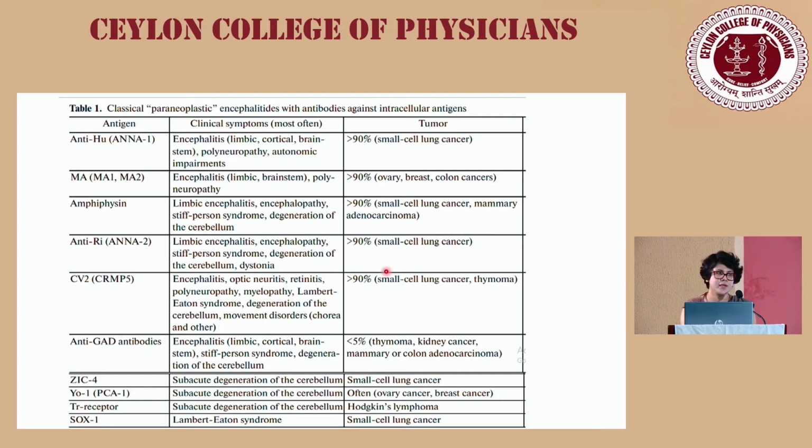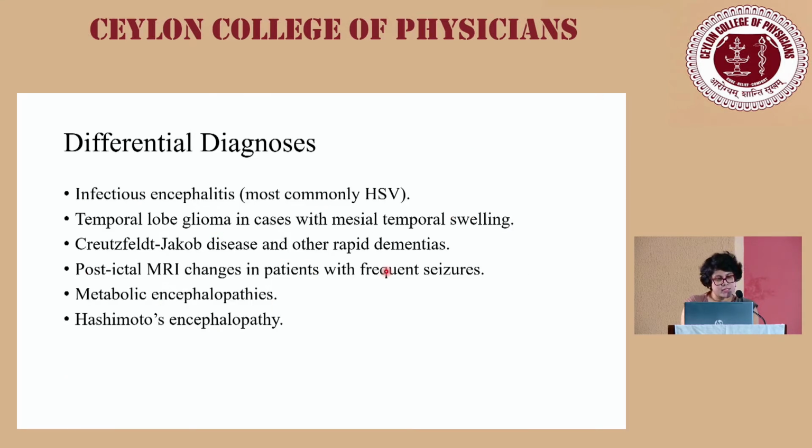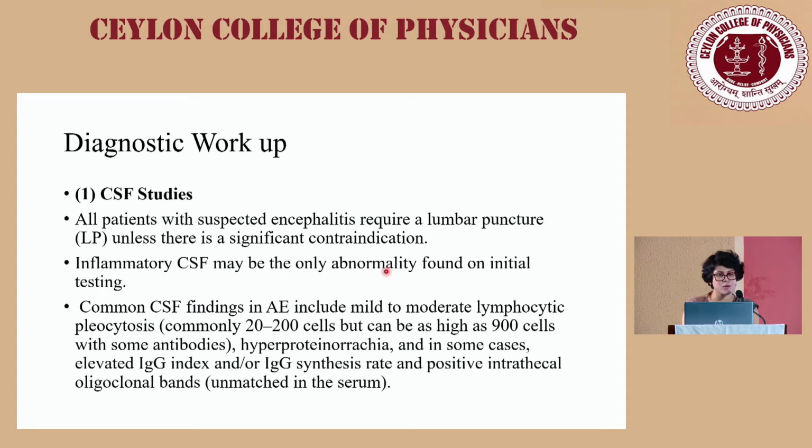Most have this element of limbic encephalitis with cognitive changes, and then these seizures, movement disorders, and well-characterized other core set of phenotypes. Anyway, we have to exclude the differential diagnosis at the first instance. It would be infectious encephalitis foremost, mostly HSV, and space-occupying lesions in the brain, especially temporal lobe gliomas, sometimes neurodegenerative diseases like Creutzfeldt-Jakob disease, metabolic encephalopathies, and sometimes patients with frequent refractory seizures can have early MRI characteristics misleading to a diagnosis of antibody-mediated encephalitis. So we have to exclude differentials before going into the therapy.